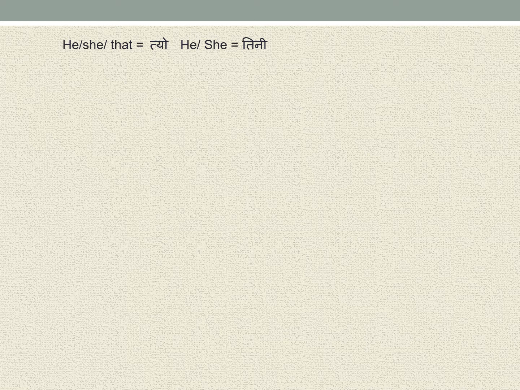And tini, which means he, she, this is a medium form of third person, a respect form of tyo, which is used for any young person who is at a distance, same like tyo. This can be used for both male and female.